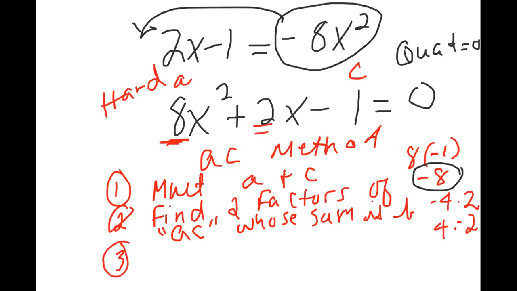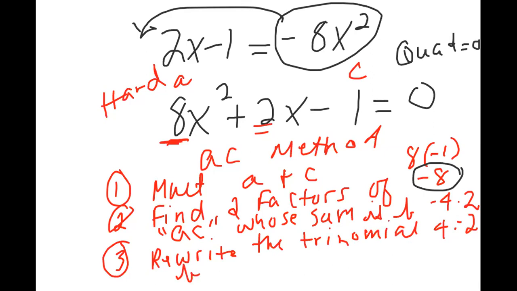Step number 3, we're going to rewrite the trinomial, tri meaning 3, guys, by splitting up the middle term. We're going to split the middle term into 2 terms. What 2 terms are we going to split it into? We're going to split it, guys, into the sum of 4 and negative 2. So what in the world am I talking about? Let me show you guys.